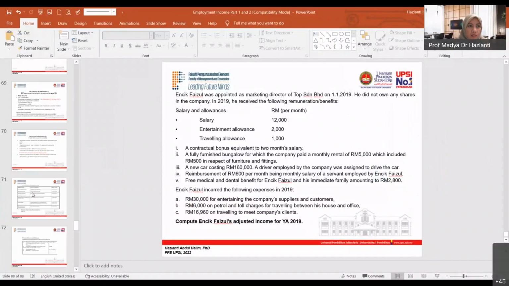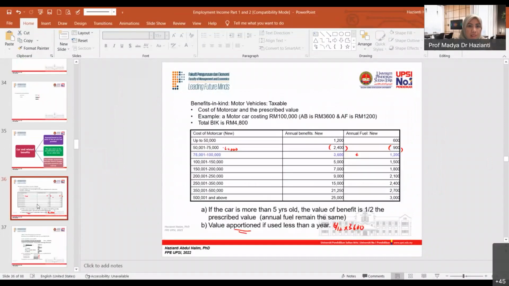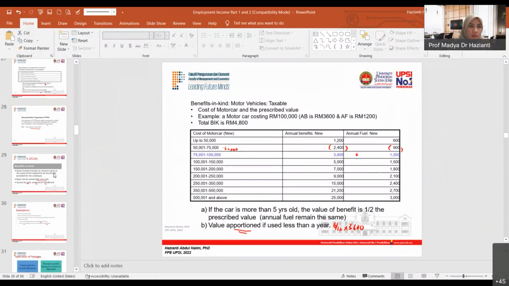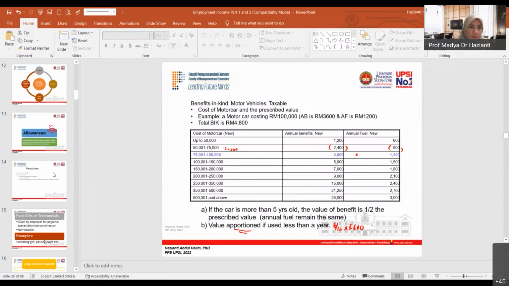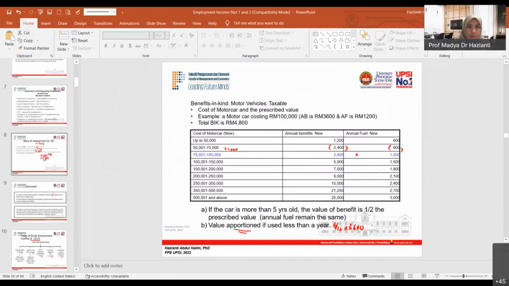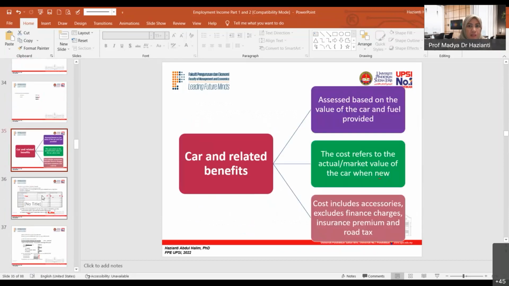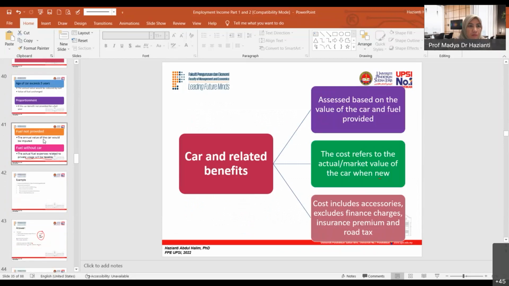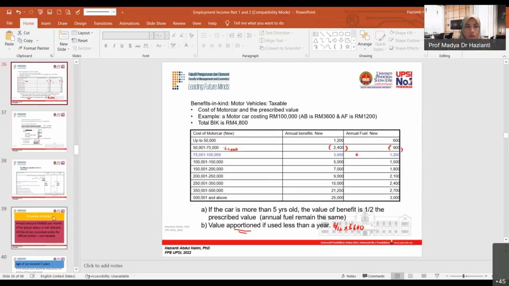I go back to our table dekat sini. What we have here is, ini tadi kereta. Right, so here kereta dia tadi 160,000 kan. So kereta dia tempat dekat sini lah 7,000 and 1,800 for furniture. Slide. Okay, ni car. Ini kereta tadi yang saya kata kalau kereta dia more than 5 years old so separuh.